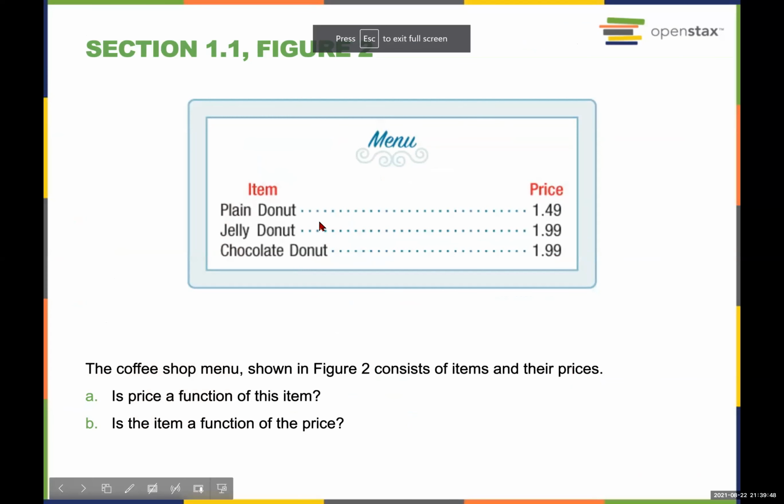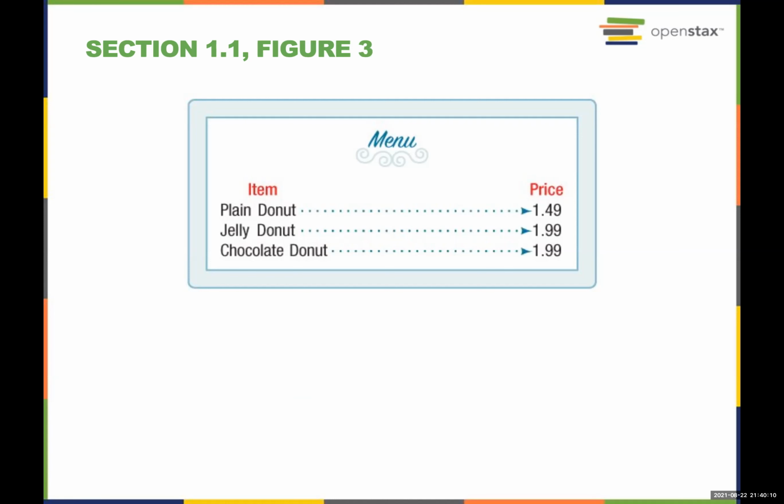Let's take a look at the next example. The coffee shop menu shown in figure 2 consists of items and their prices. Letter A: is the price a function of the item? And letter B: is the item a function of the price?